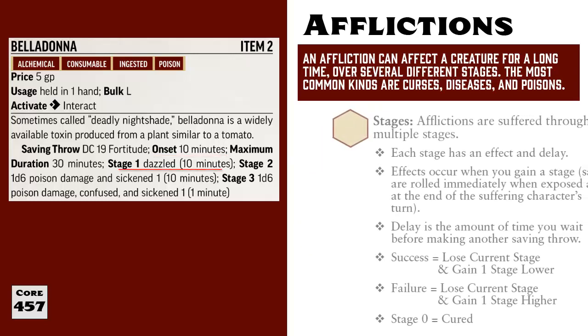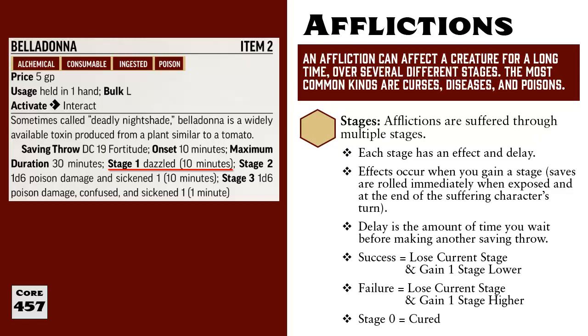Next, let's talk about stages. Afflictions are divided up into a number of distinct stages, usually 3. Each stage has an effect listed, followed by an amount of time in parentheses. So, when you fail the initial saving throw, you then wait through the duration of the onset period, and once that passes, you gain Stage 1 of the affliction.